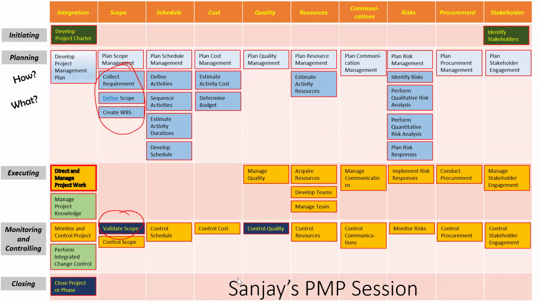I would have called it verify product, validate product. Validate scope is a very strange, confusing name, but just don't worry. PMI says so, so let us go with that. They call it validate scope. And control scope is like all other controlling processes.